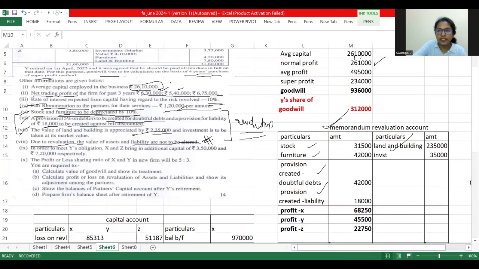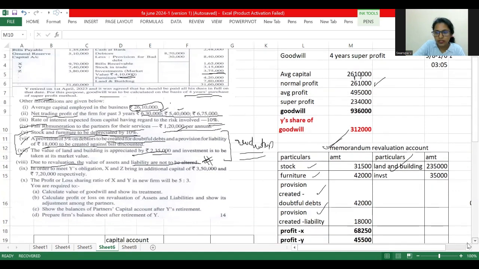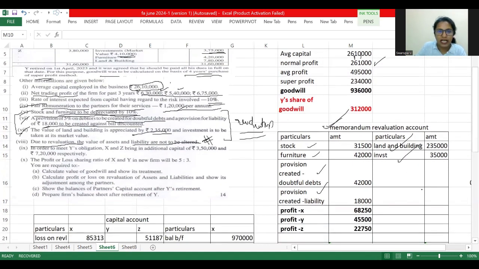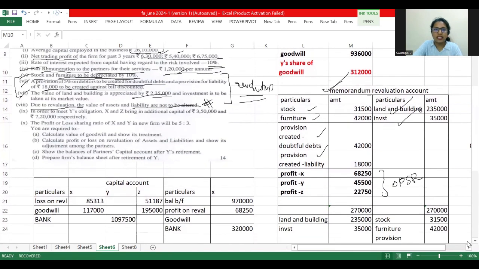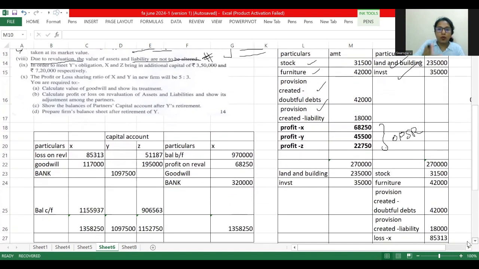And investment is to be taken at its market value. So in the question itself, they have given the market value to be 4,10,000 and the book value is 3,75,000. So there is an appreciation in value, it has to be credited. The balancing figure is the profit which will be distributed in old profit sharing ratio. And when it is mentioned in the question that the revalued figure should not appear in the balance sheet, then whatever entries we have made in the first part, we just have to reverse it in the second part.